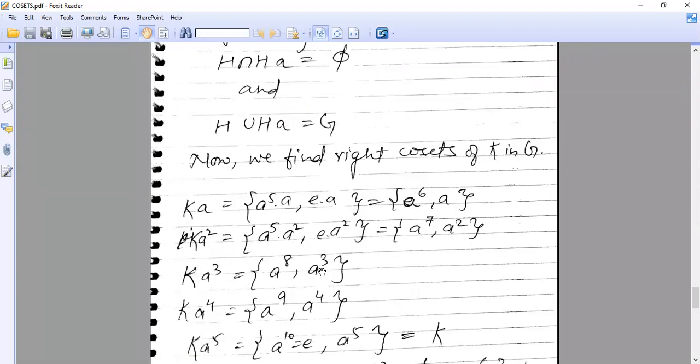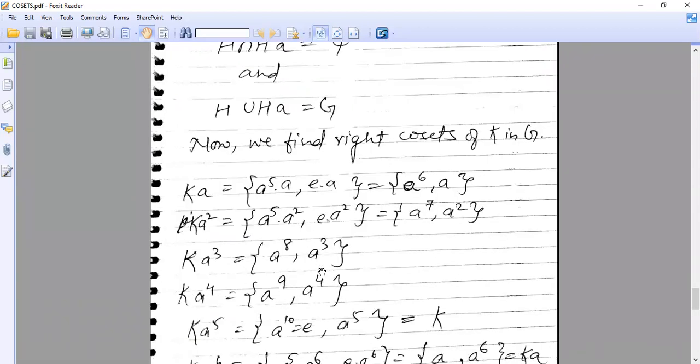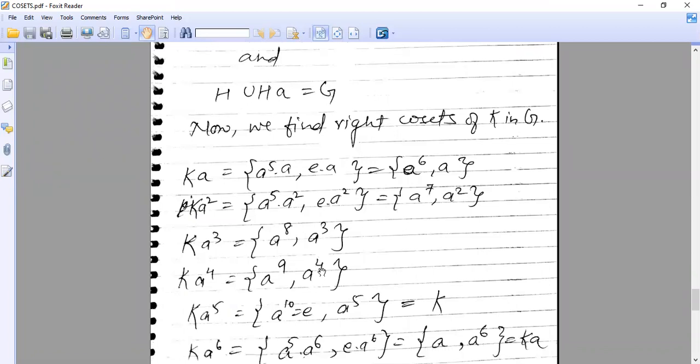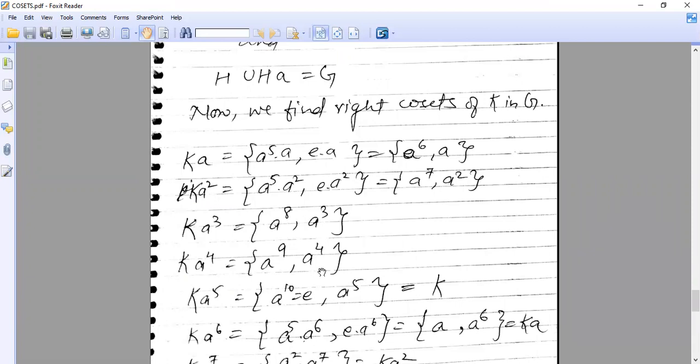Now the next subgroup is K. We have to find all the right cosets of K in G, and K is generated by A to the power 4, sorry. Now we have to find all the right cosets of K in G. So we have to multiply elements of G from the right. So Ka means A to the power 5 into A and E into A. So E into A will be A.